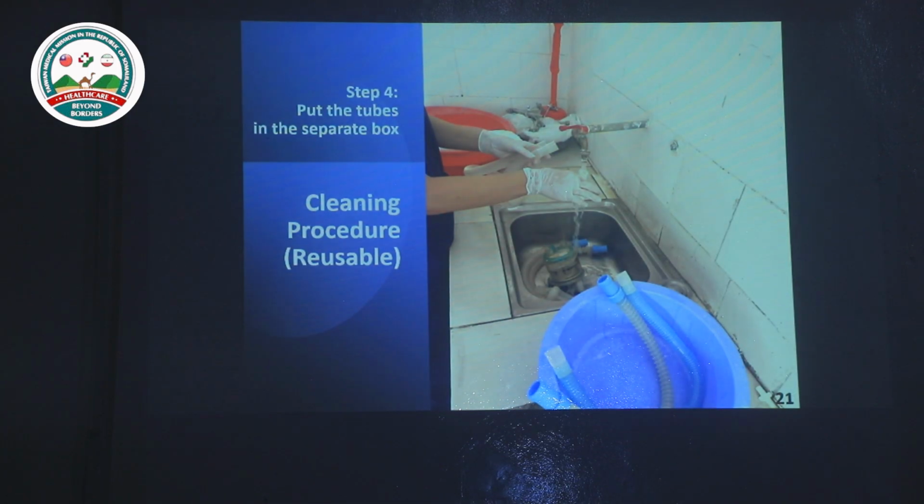And step 4 is that we need to prepare another site or another clean box. So after cleaning, we need to put the clean ventilator circuit into another box. Okay, so we need to prepare one separate cleaning box to put this circuit after we use detergent for cleaning.